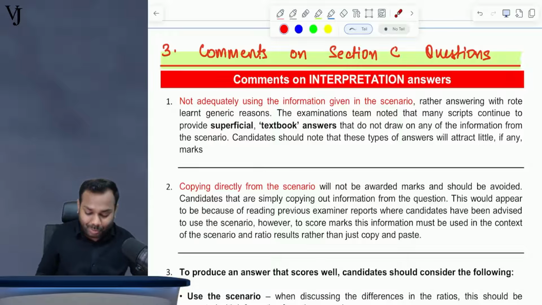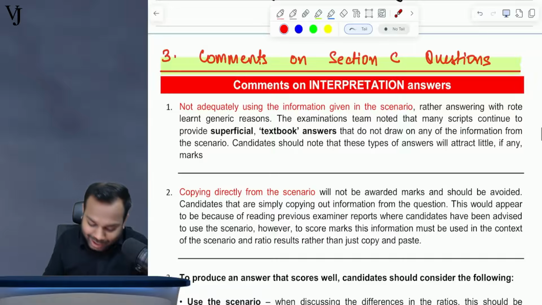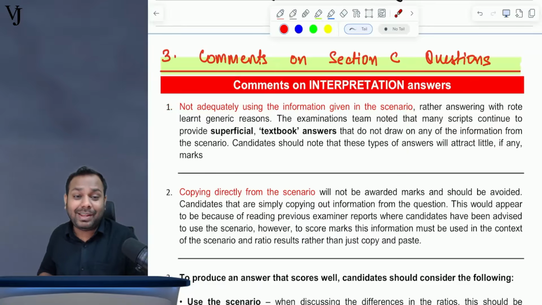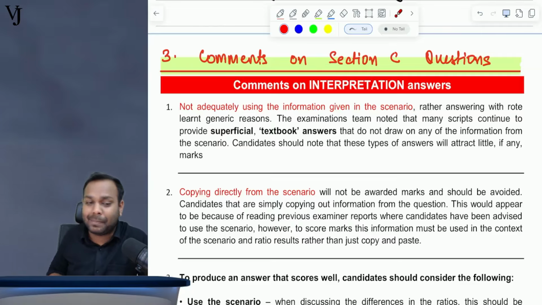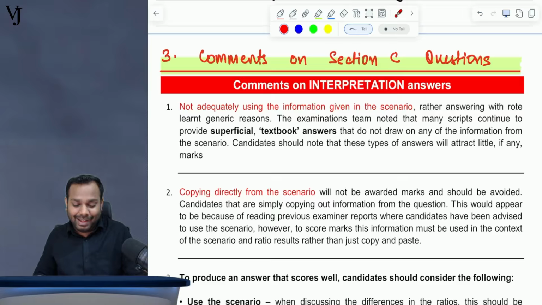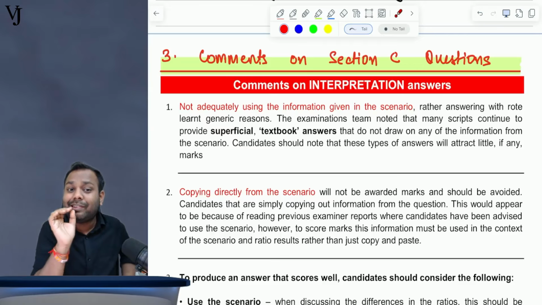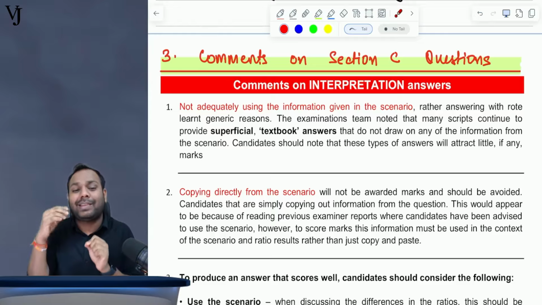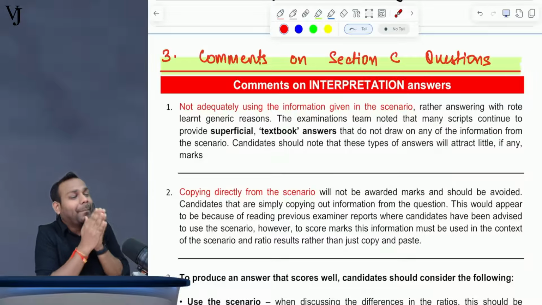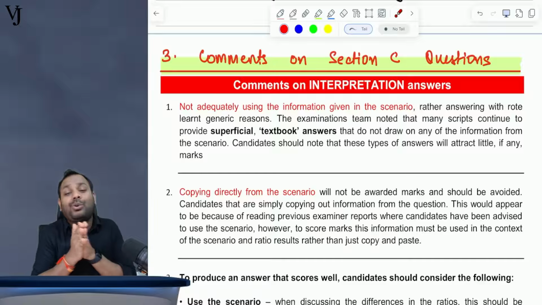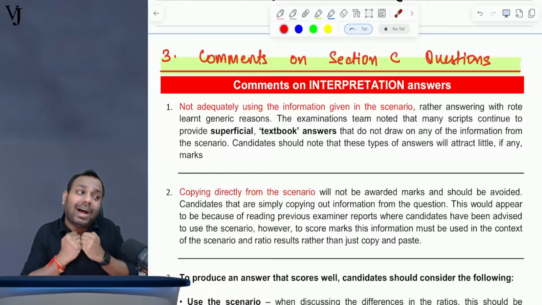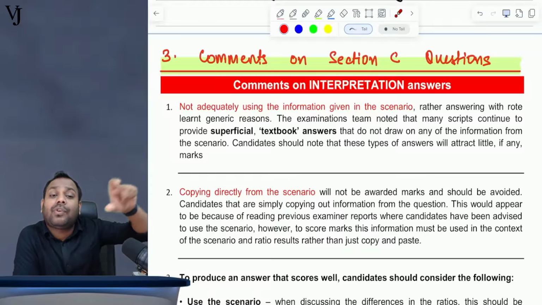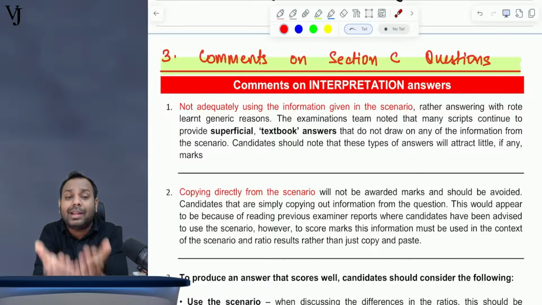Now, the examining team earlier used to say this. Now, in the examining reports of the last 2-3 attempts, the examining team is saying, whatever I'm saying is the statement given by the examining team. I'm saying it in my own words, but this is what the examining team meant. The examining team is saying, "Children, I asked you not to write the rote learned answers and I asked you to take the reference from the scenario. But you took me in a wrong manner."